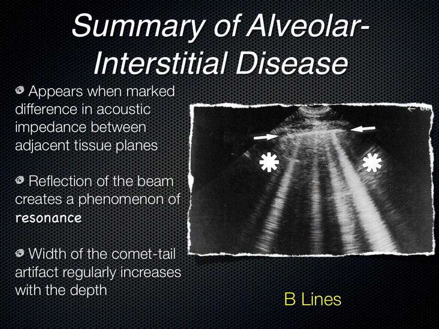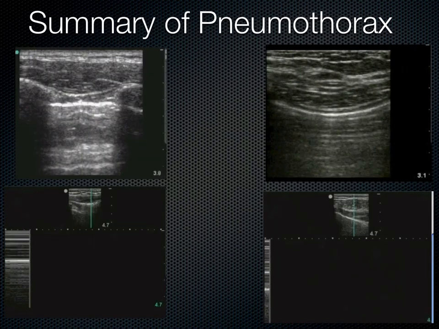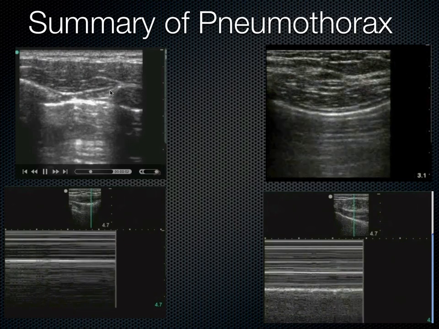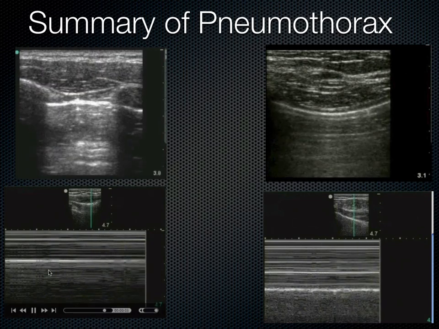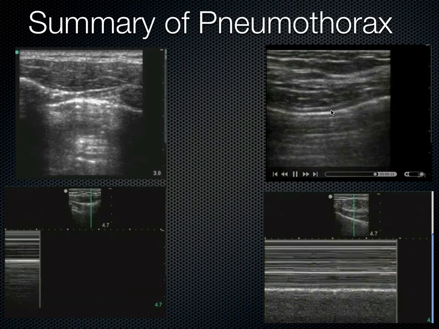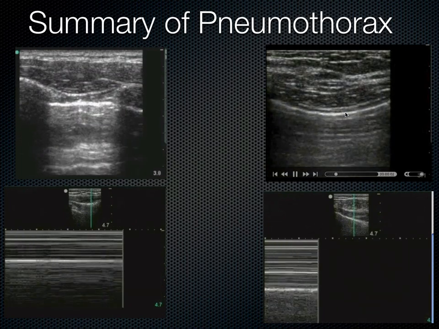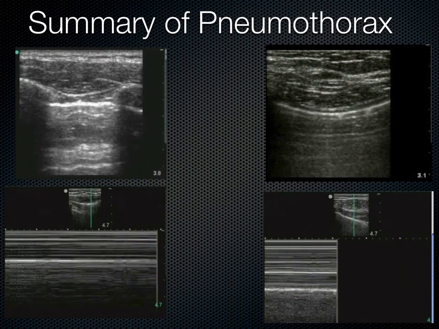To look at alveolar-interstitial disease, just a reminder that the pleural line should be where B lines originate. They should go all the way to the edge of the screen and obliterate, or mostly obliterate, the A lines. And in summary for pneumothorax, you have absence of sliding, absence of minor B lines, you can have A lines, and when you use M mode, you're going to have a barcode sign. Whereas in normal lung, you have sliding, you may have A lines, you can often see minor B lines, and with M mode, you're going to see the seashore sign.